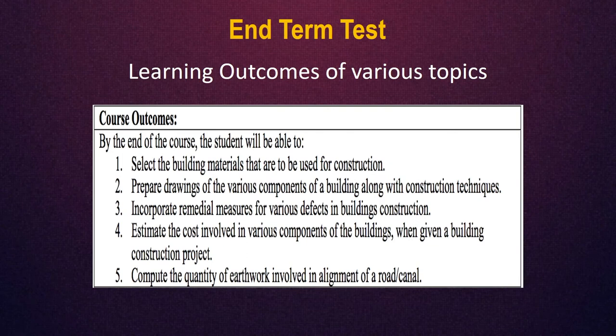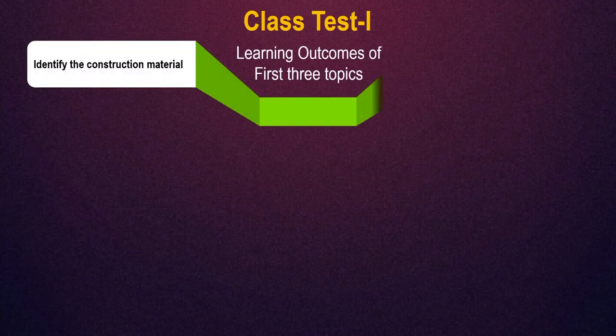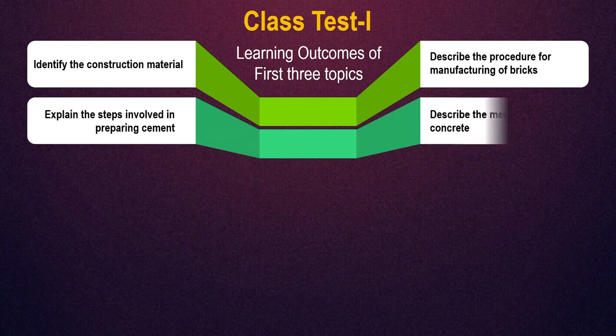If it is going to be the end term test and all the 11 topics are to be covered, then the paper setter must have the cognizance of the course outcomes which have been specified. In addition to that, the learning outcomes of various topics need to be known to the paper setter so that mapping can be done. The next step is to know the learning outcomes of the topics which are to be covered.